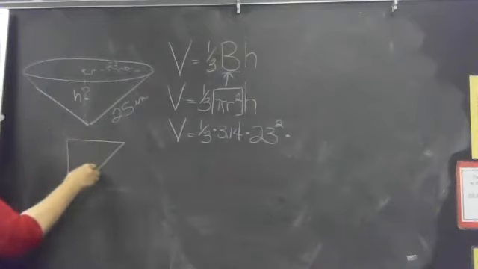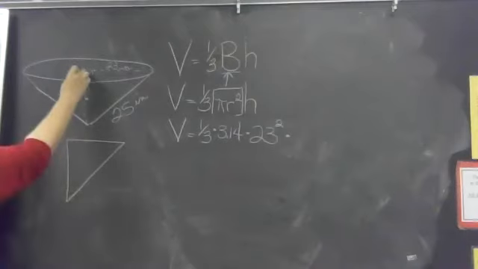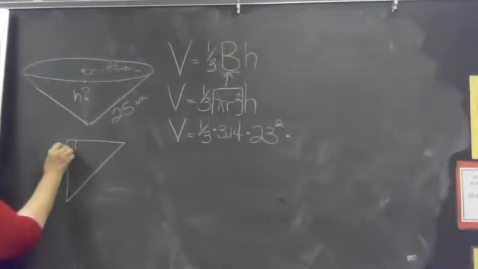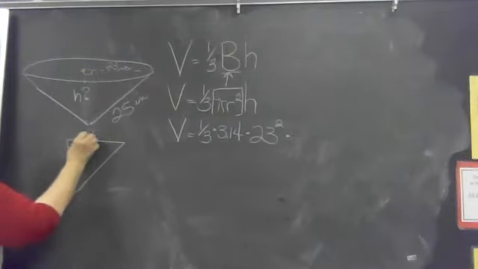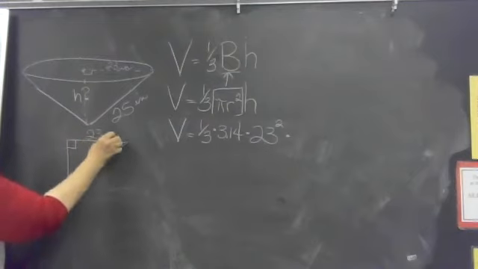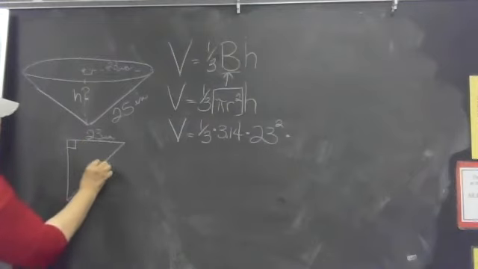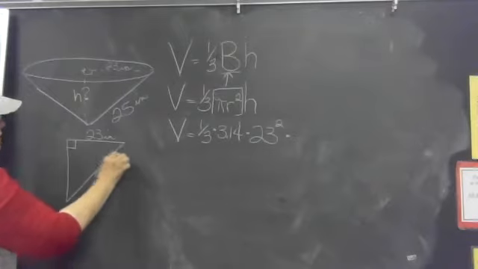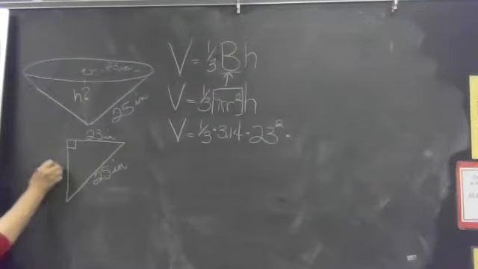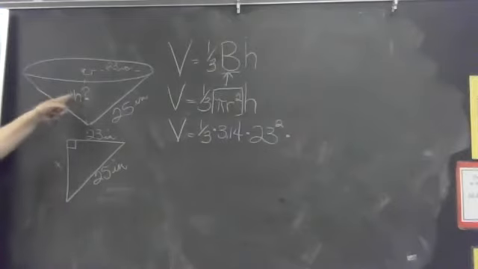I'm going to draw it. And notice that it is a right triangle. This is 23 inches. This one is 25 inches. But we don't know this side, right? And we need to know this side because it will be our height, right?